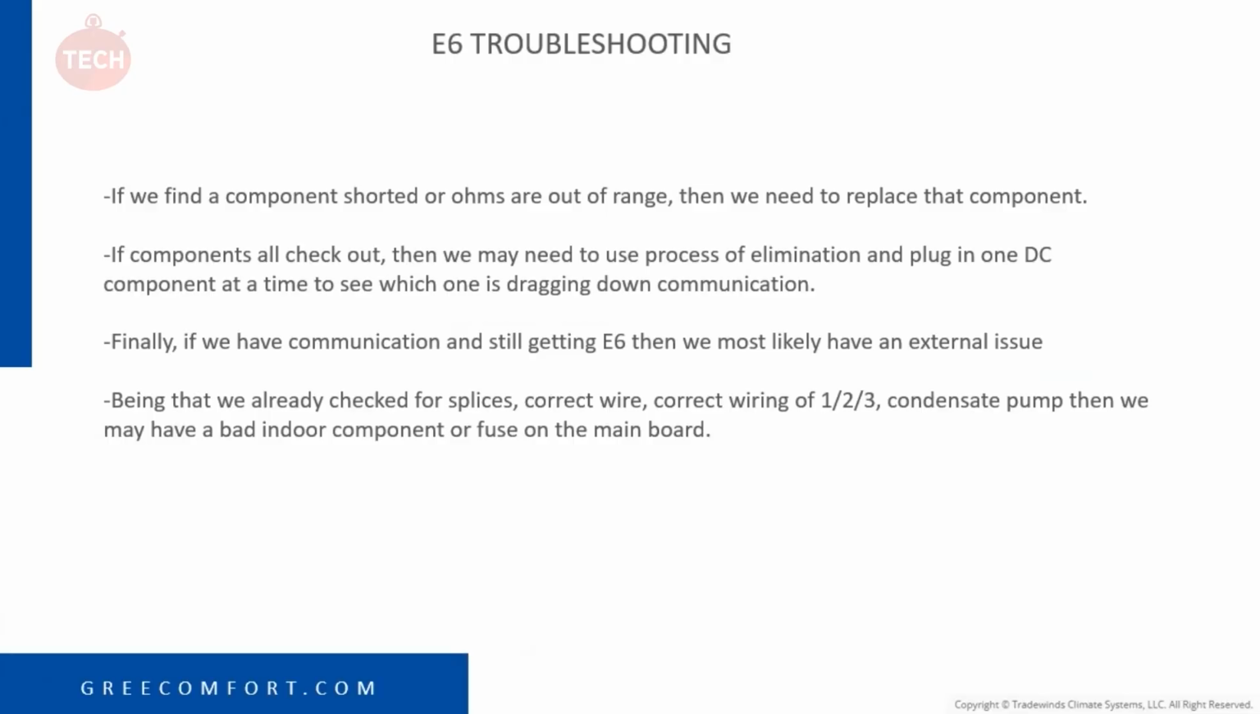Most of the time, you're not going to have to go through this because checking ohms is going to figure out which one it is, but sometimes it's something internal that doesn't show up when we're trying to read ohms on those. Finally, if we have communication still getting E6, we most likely have an external issue. Being that we have already checked for splices, correct wiring, up to 1, 2, and 3, the condensate pumps, then we may have a bad indoor board component or fuse on the main board.